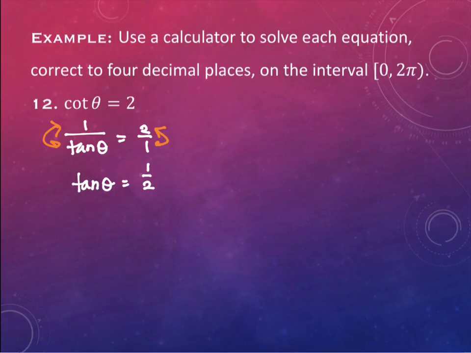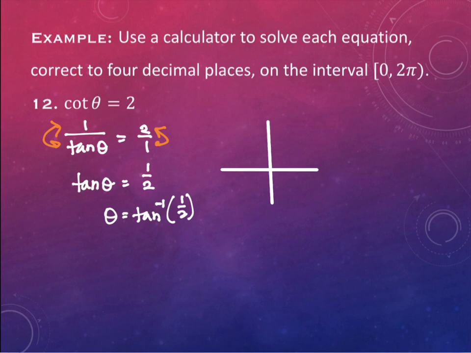Now, if this said sine theta or cosine theta equals 1 over 2, that'd be on our unit circle, but tangent of theta equals 1 over 2 is not. So we'll do our inverse tangent of 1/2, like this. And again, this tangent is positive, so we want to make sure we're in the right quadrants. This should put us in quadrants 1 and 3, right? Tangent is positive in 1 and 3. So our calculator, if we put this in here, is going to give us an angle measure. It's 0.4636.